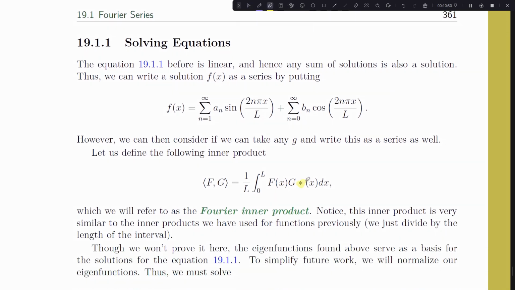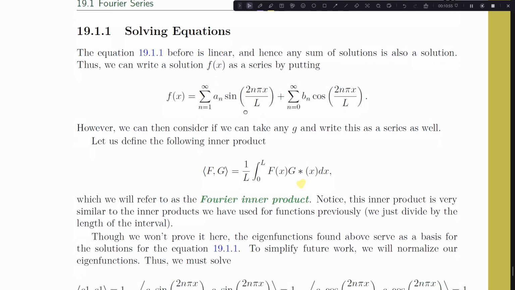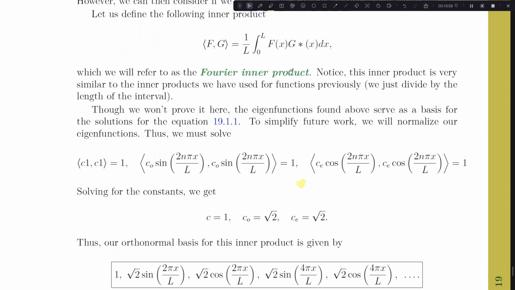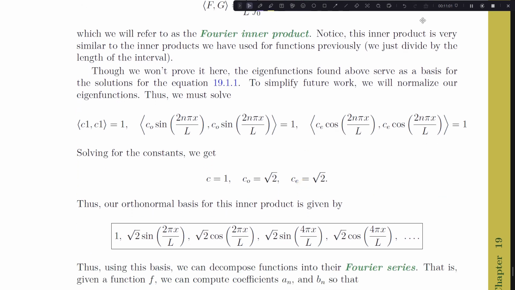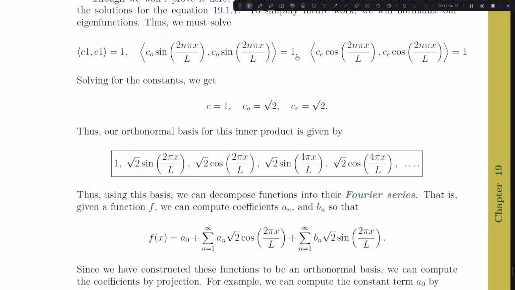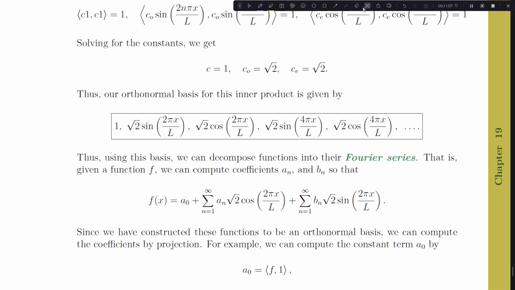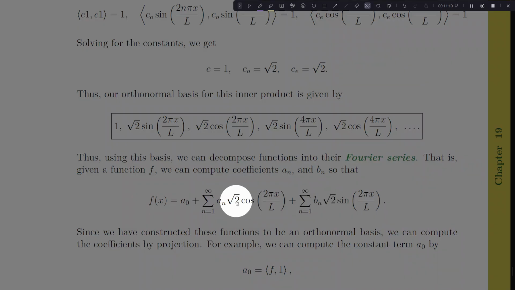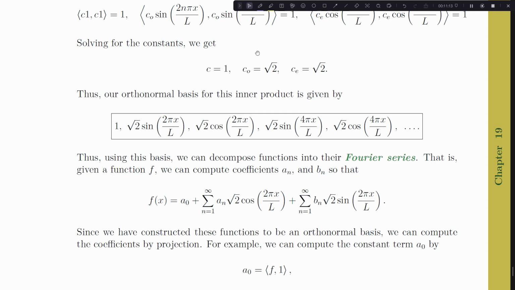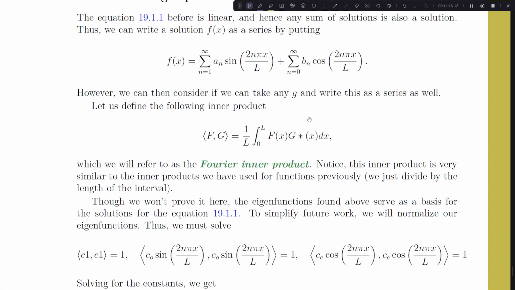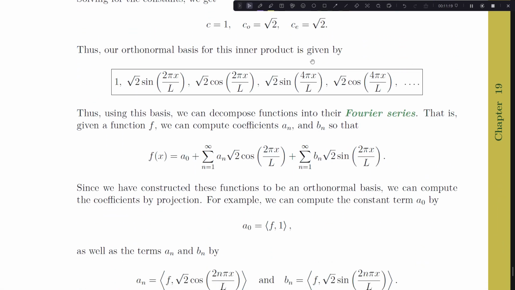That should be a star in the sense of complex conjugate. Yes, and I guess something that's slightly more important is that we need a square root of 2. So the earlier series was missing a square root of 2. So if you wrote that down, make sure you include a square root of 2 on each of these terms.